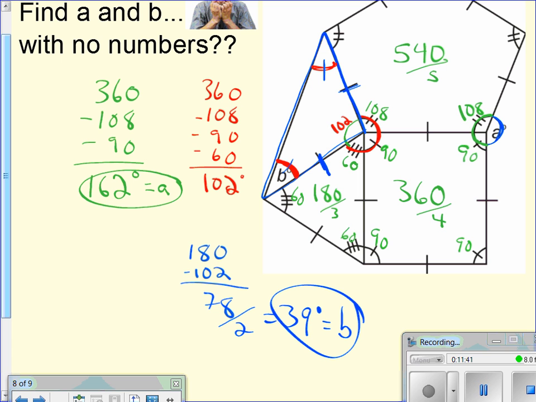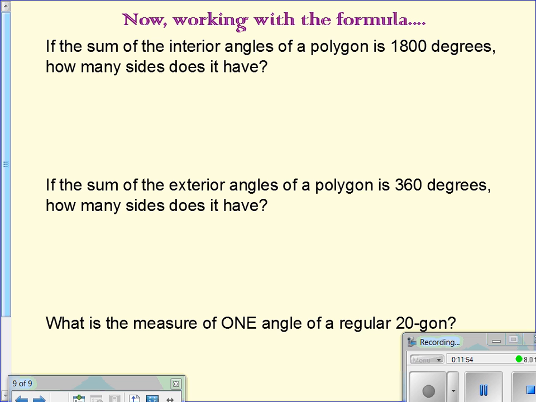Boom. Man, I am feeling like a pro. Look at that. This problem started with no numbers. I just marked it up with a ton of numbers. But they're good numbers. All right. Now, this last slide here we're going to do is just working with the formula a bit. The formula of 180 times n minus 2 is a key thing to remember.